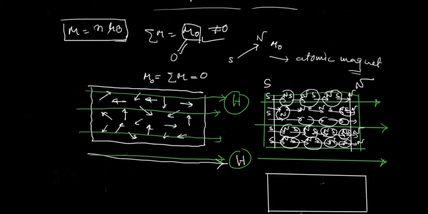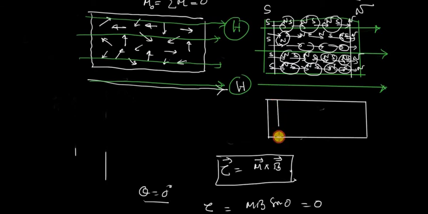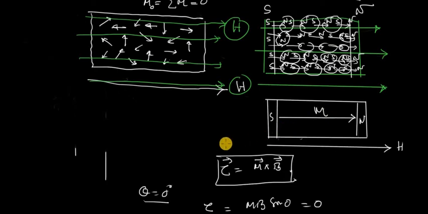For the total sample, what happened? One side, an S pole, is induced and the other side, an N pole, is induced. This is the direction of the applied field, and since this side is induced by an S pole and this side is induced by an N pole, a resultant magnetic moment is induced inside the sample.